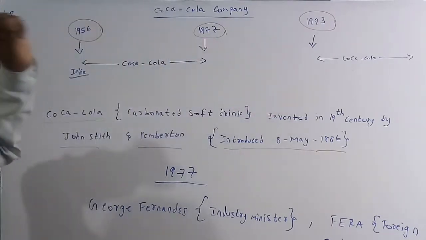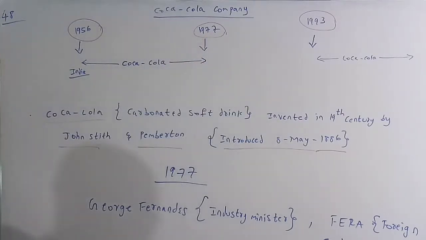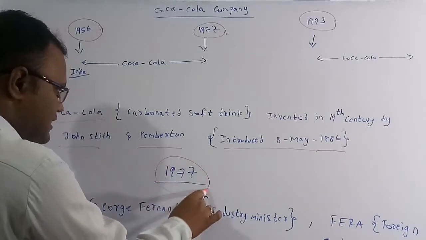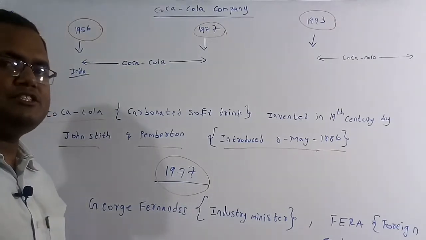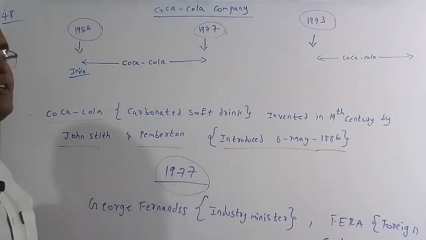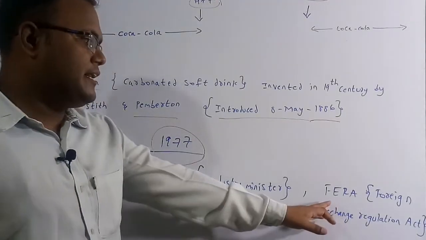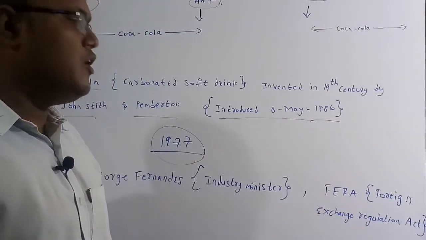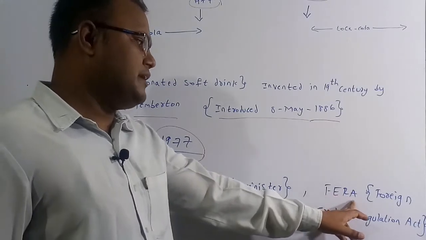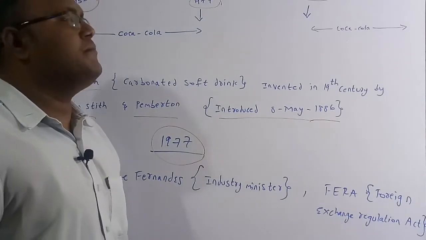The reason for the company to leave in 1977 is this: at that time, the industry minister was George Fernandes. George Fernandes was the industry minister of India in 1977. This Coca-Cola company was not able to follow the regulations, the FERA rules, which means Foreign Exchange Regulation Act. These rules were not followed by the Coca-Cola company.